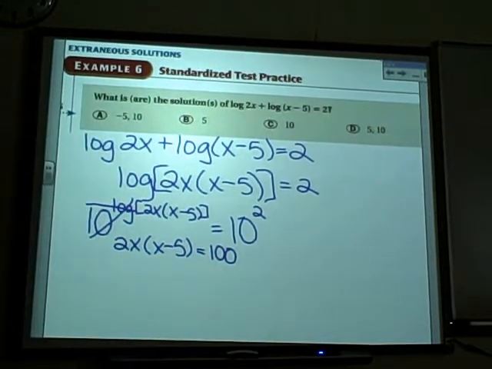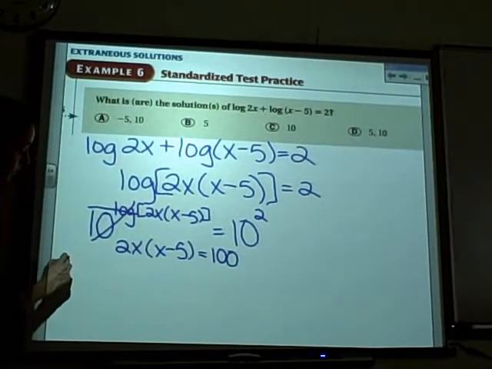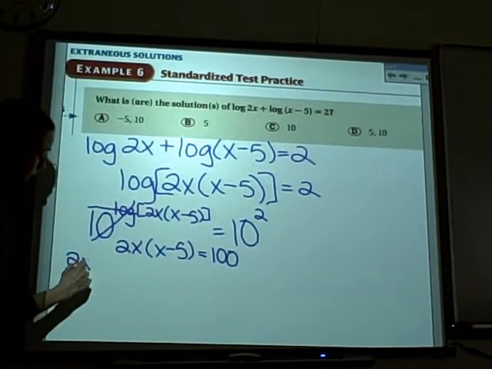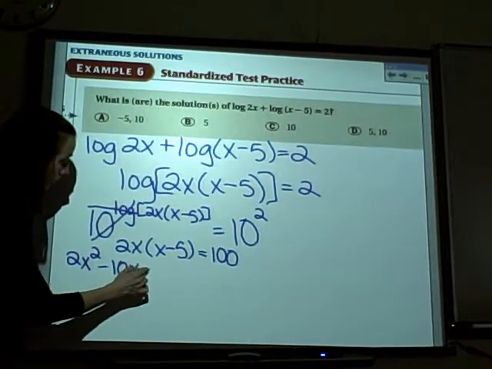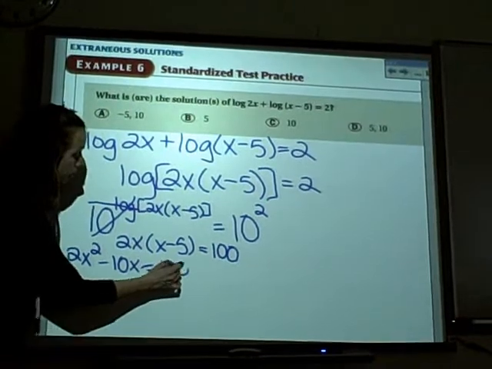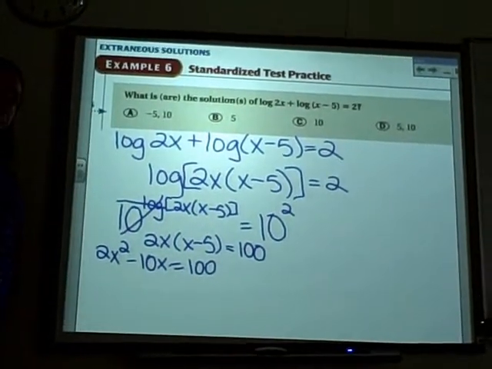I'm going to have to do some distributing here. We're going to distribute 2x to my binomial inside. I go 2x squared minus 10x equal to 100. Okay, right away we should be getting warning bells. This is a quadratic.